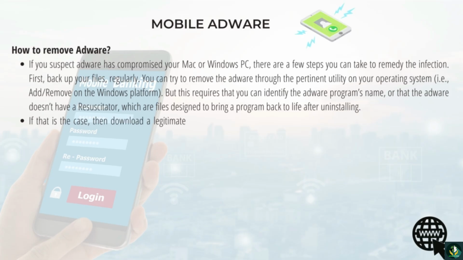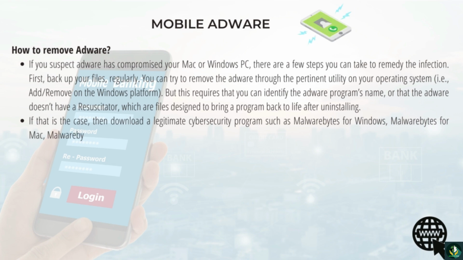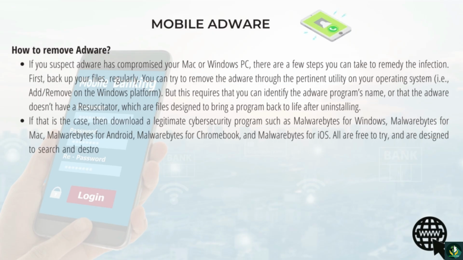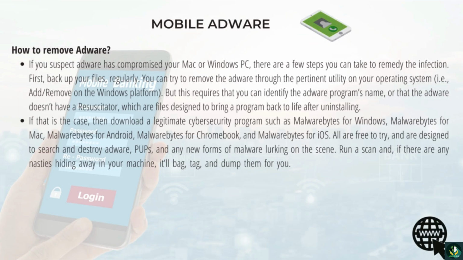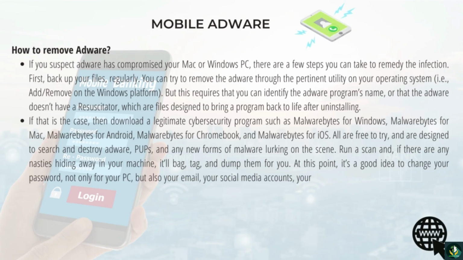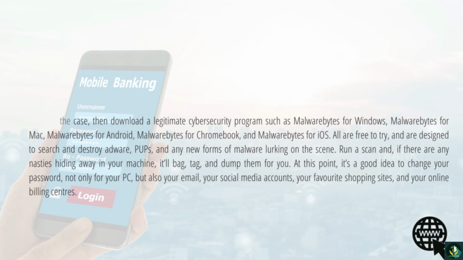If that is the case, then download a legitimate cybersecurity program such as Malwarebytes for Windows, Malwarebytes for Mac, Malwarebytes for Android, Malwarebytes for Chromebook, and Malwarebytes for iOS. All are free to try and are designed to search and destroy adware, PUPs, and any new form of malware lurking on the scene. Run a scan, and, if there are any nasties hiding away in your machine, it'll bag, tag, and dump them for you. At this point, it's a good idea to change your password, not only for your PC, but also your email, your social media accounts, your favorite shopping sites, and your online billing centers.